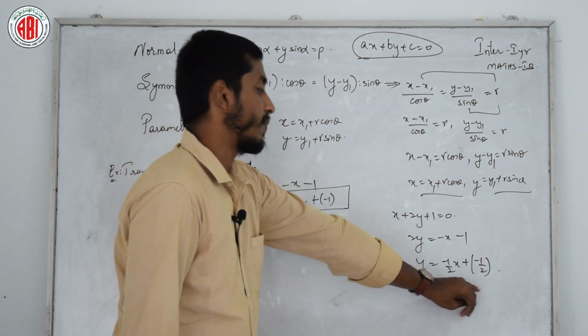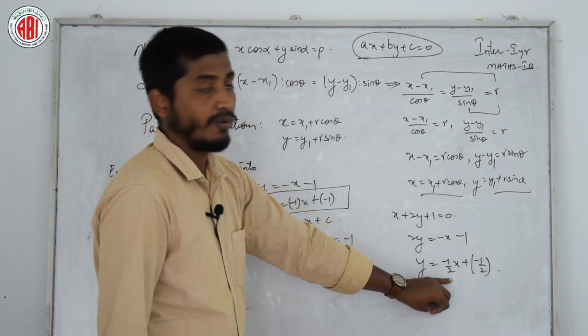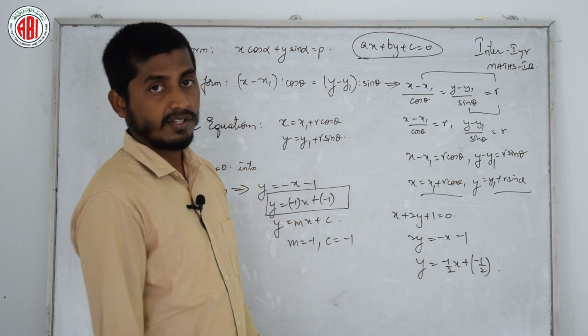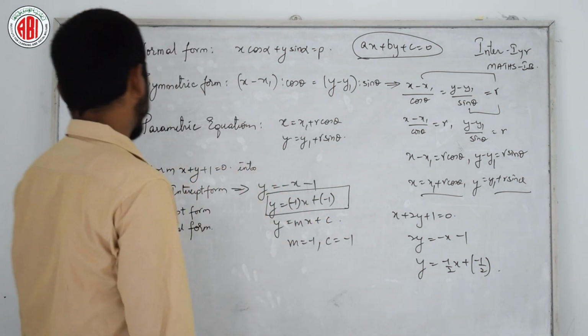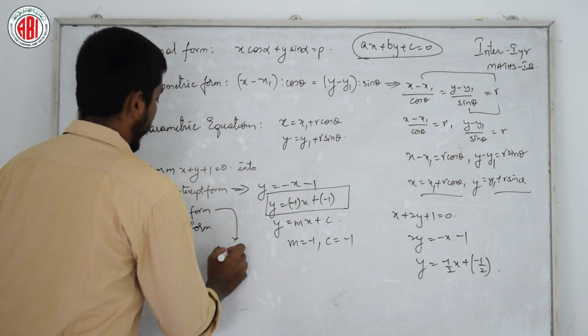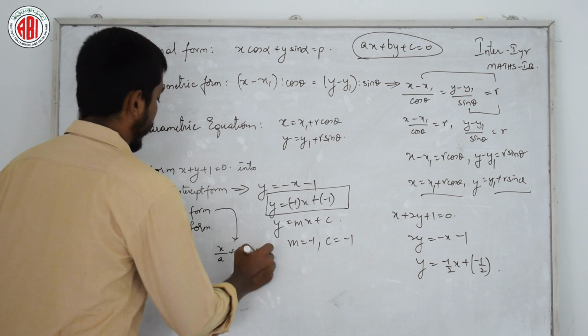y is equal to mx plus c. What is m here? Minus 1 by 2. And what is c? Minus 1 by 2. Is it okay? Now let us go to intercept form. How to find the intercept form? That is, x by a plus y by b is equal to 1.